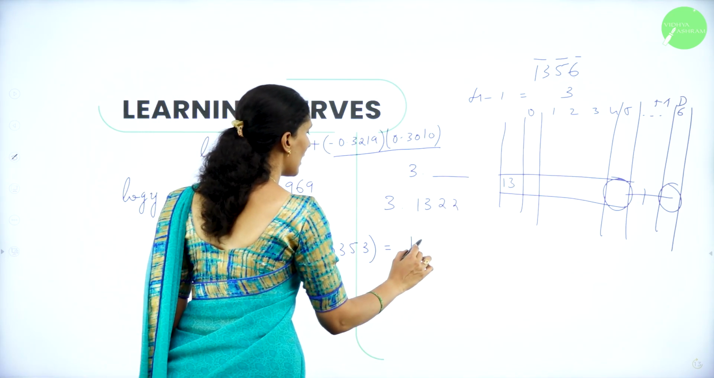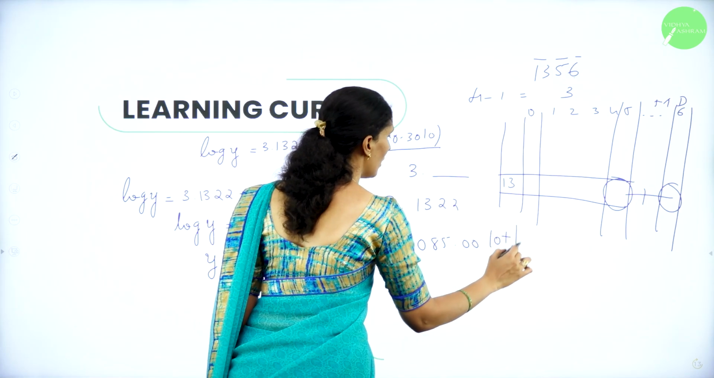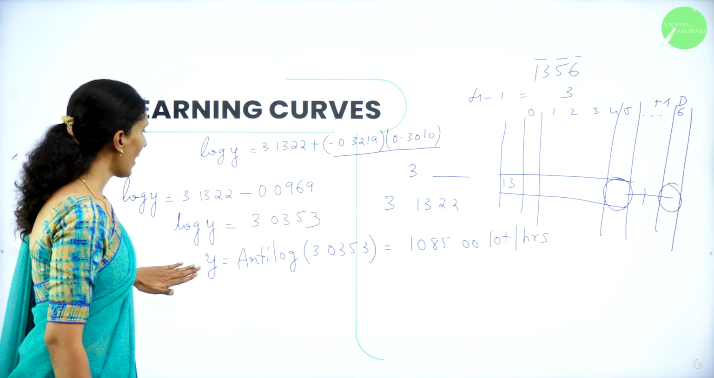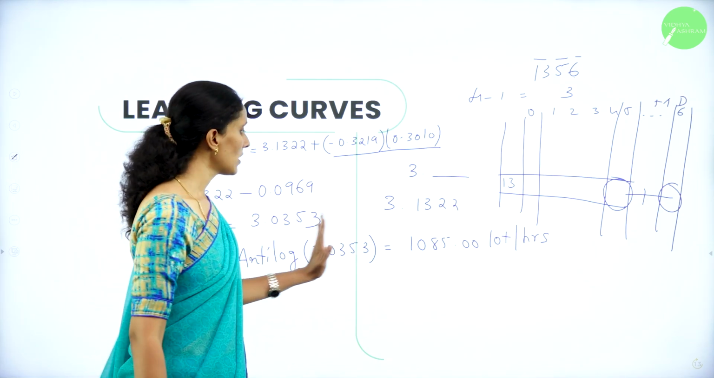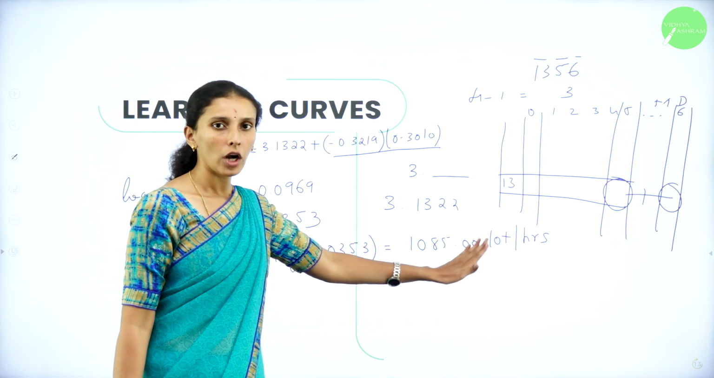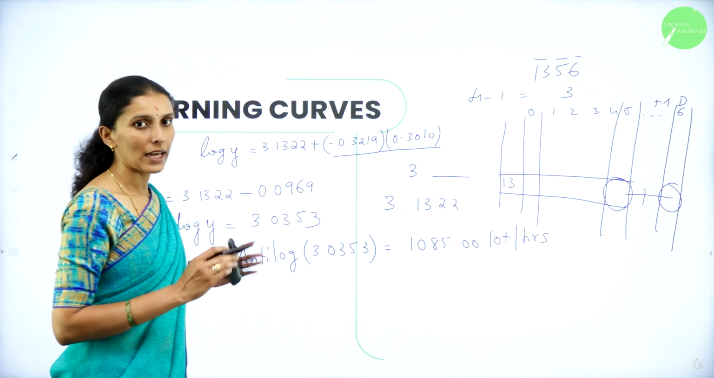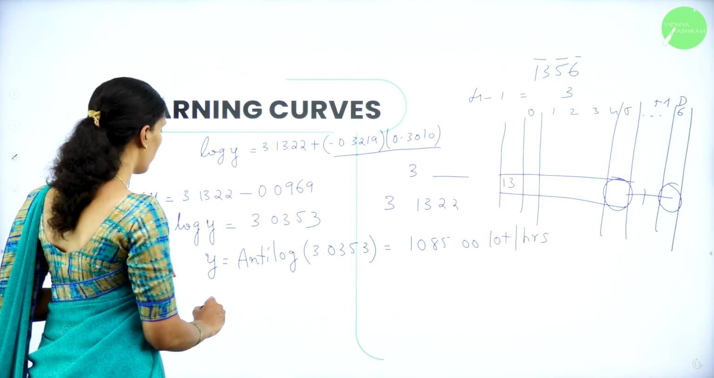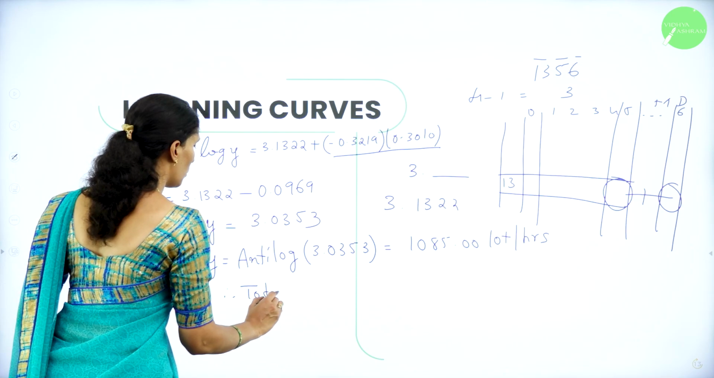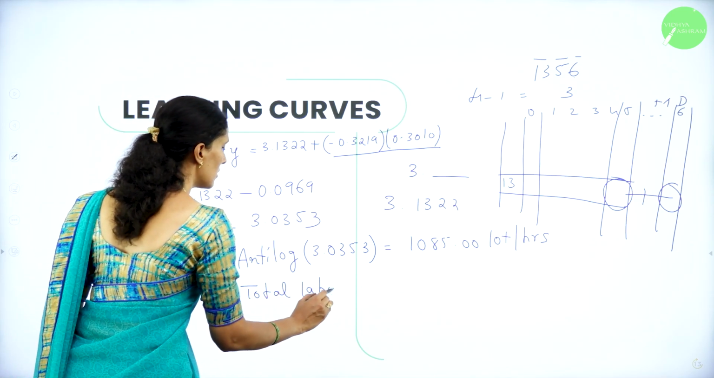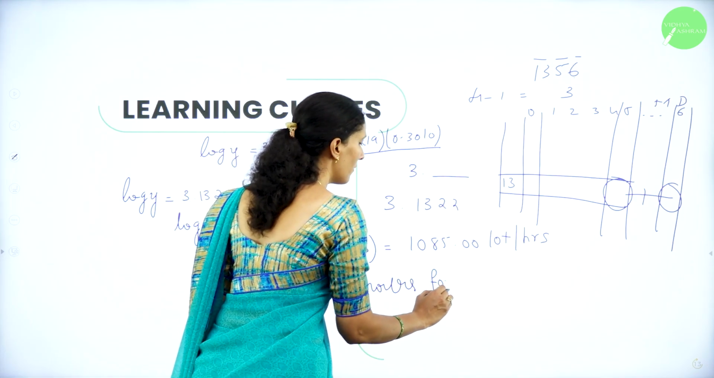So you will get the answer as 1085.00 lots per hour. So here y is nothing but the number of units produced. Therefore you can produce 1085 lots per hour. So for 100 units it is nothing but 2 lots. So therefore total labor hours for 100 units.